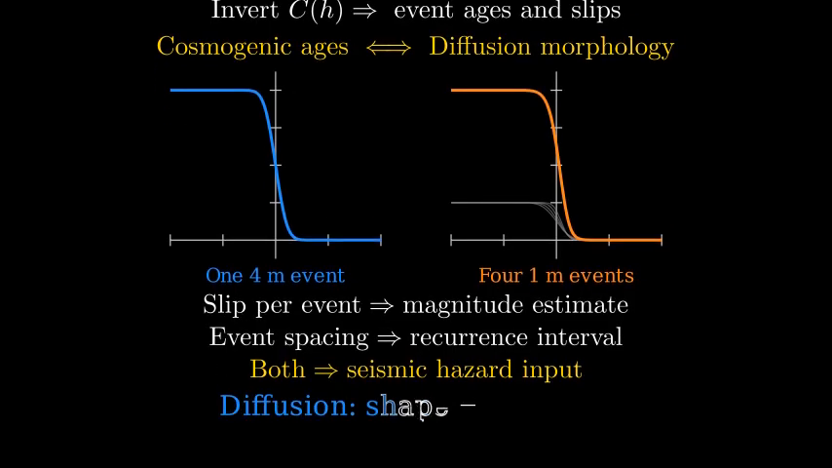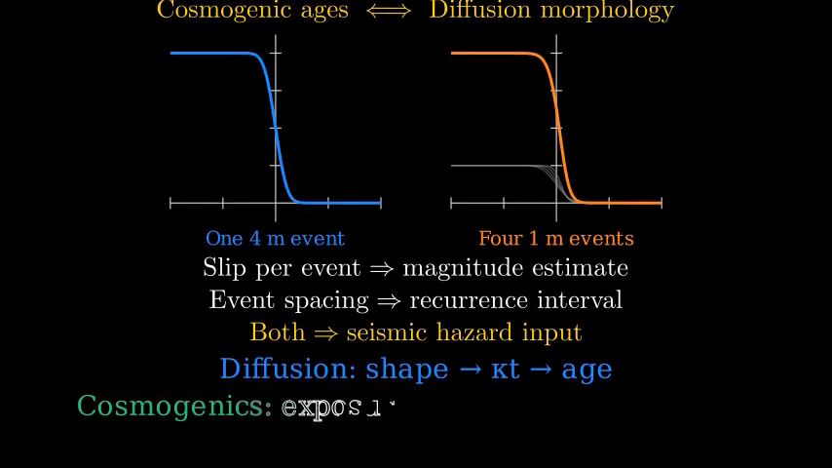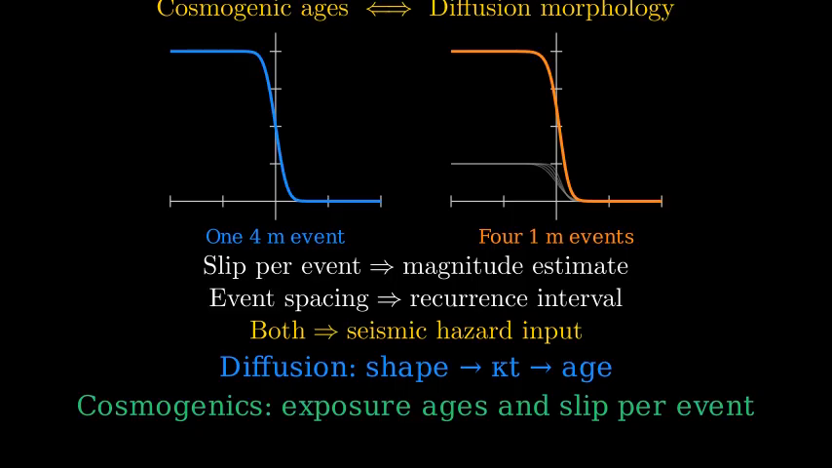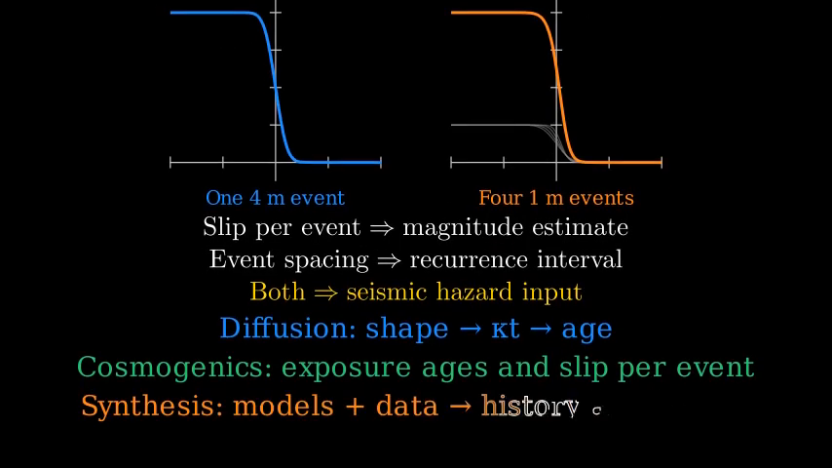To summarize, diffusion modeling turns scarp shape into a degradation coefficient and relative age. Cosmogenic nuclide dating provides absolute exposure ages and can resolve multiple events. Numerical models synthesize morphology and geochronology to reconstruct slip history and inform hazard. As topographic data and dating methods improve, our reconstructions will only get sharper.